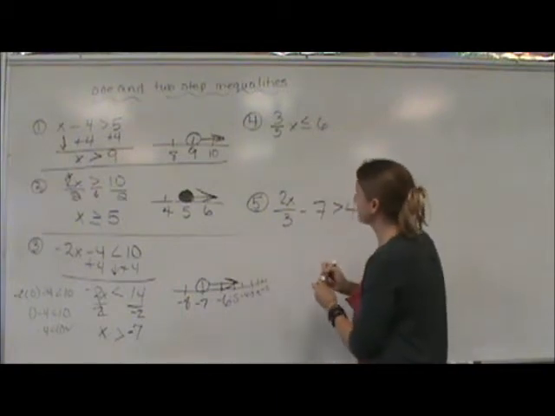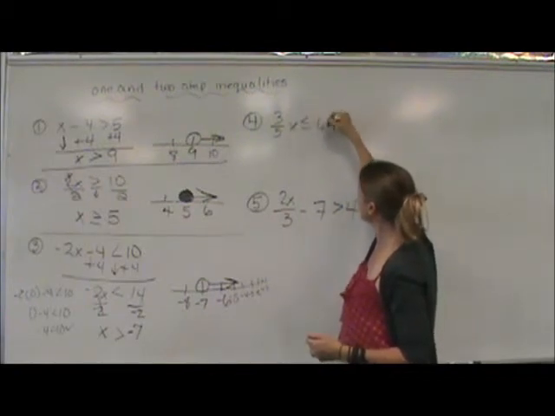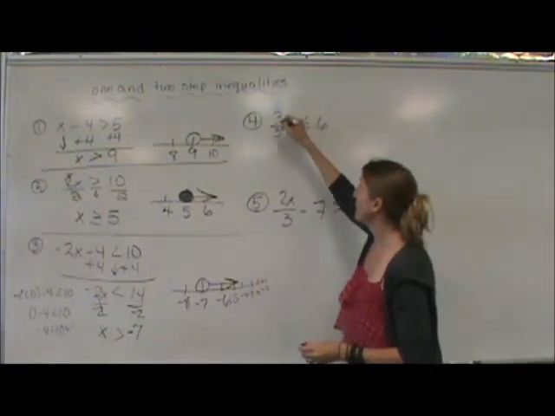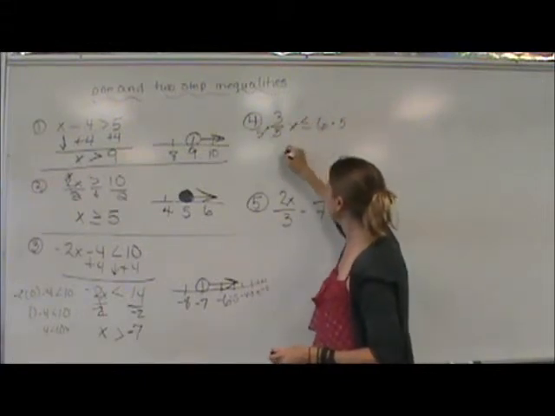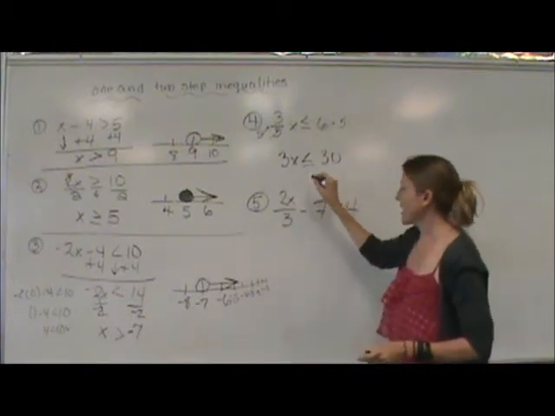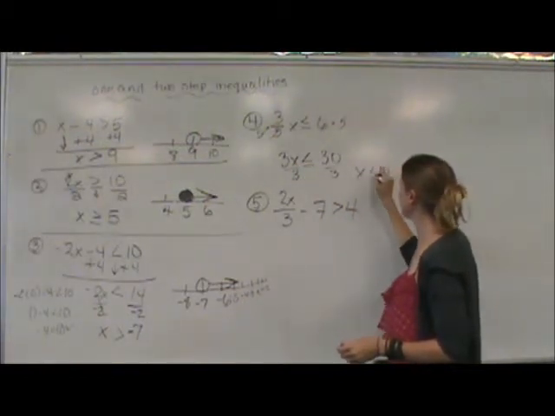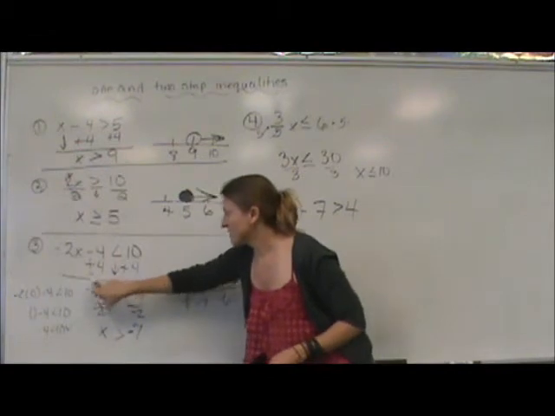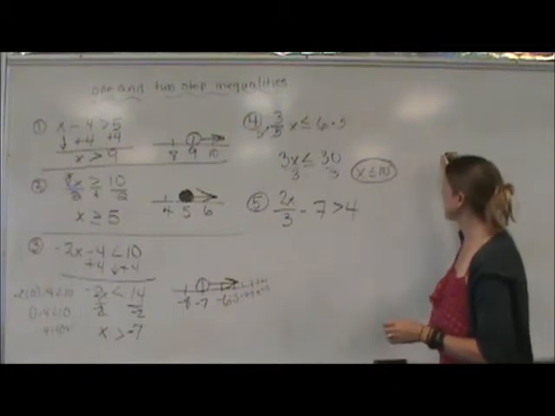Question 4. Question 4 is 3/5 x is less than or equal to 6. It's a fraction. Remember, when we want to get rid of the fraction, we multiply. Now multiply by 5, my denominator, on both sides. Cross out, you get 3x is less than or equal to 6 times 5, which is 30. I need to divide by 3, and x is less than or equal to 10. I don't flip my sign because my coefficient, my number by the variable, is positive here. So my answer is x is less than or equal to 10.